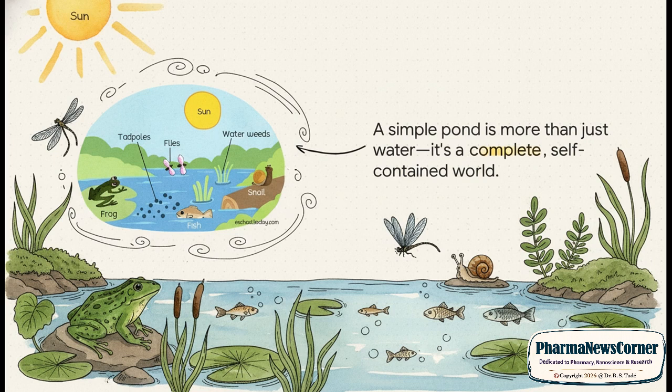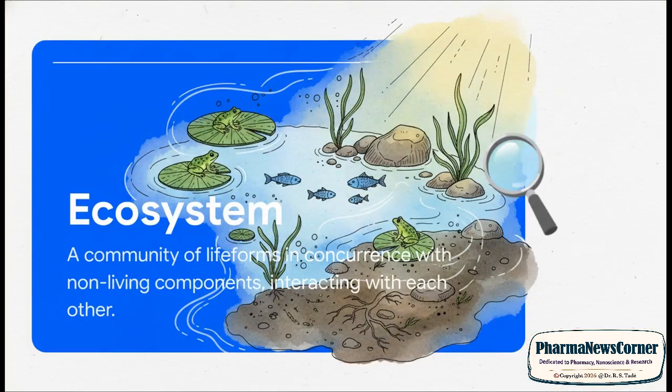You've got the sun beaming down energy, plants turning it into food, and this whole web of creatures, frogs, fish, flies, you name it, all living and interacting in this one tiny space. And here we have the official definition. But the real key word here, the one I want you to focus on, is interacting. It's this constant dance between the living things, the biotic stuff, and the non-living things, like water and sunlight, the abiotic, that makes the entire system tick.